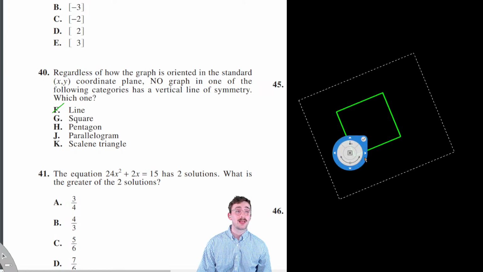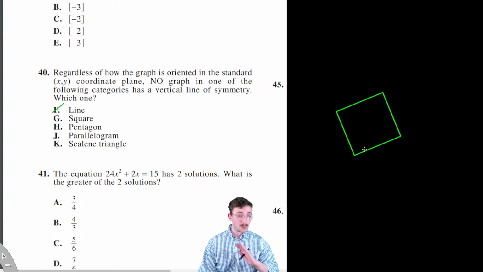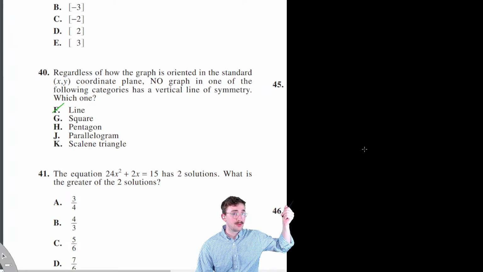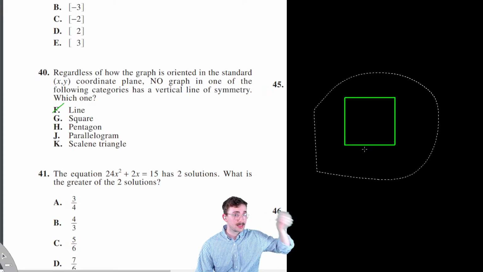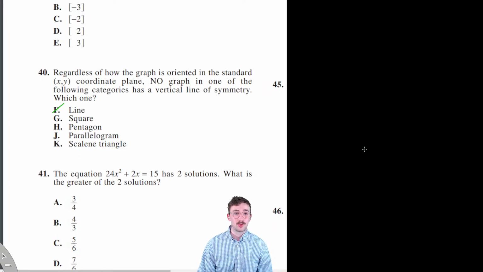They're not saying a square like that. They're saying regardless of how. So if you give me a square like that, they're saying that I can actually make it like that. And yes, that does have vertical symmetry. So line, square, definitely off the table. Pentagon, off the table. You can go straight down the center of a pentagon.